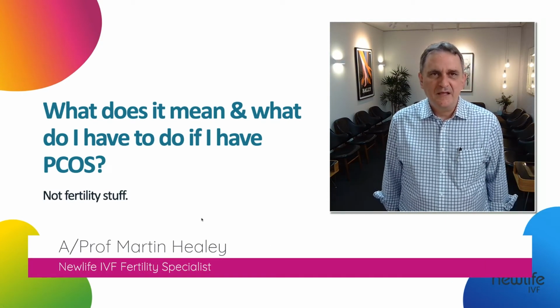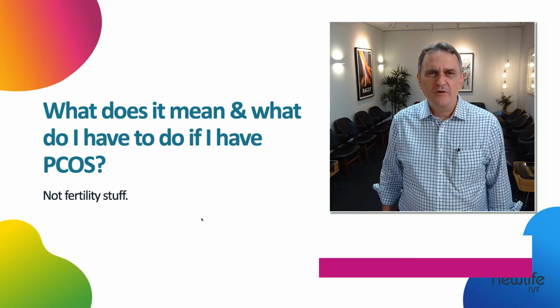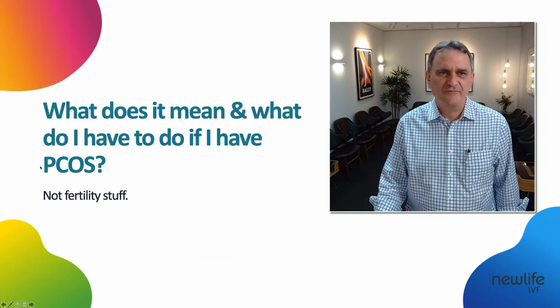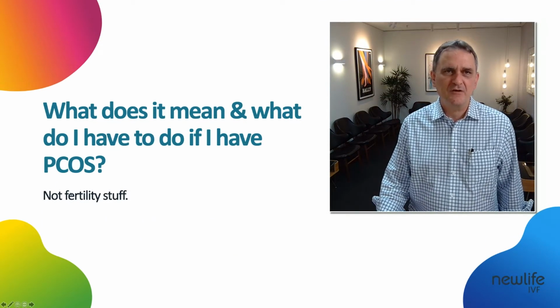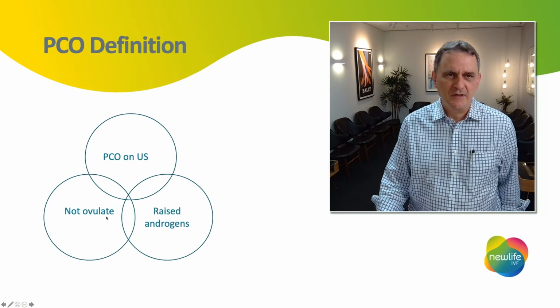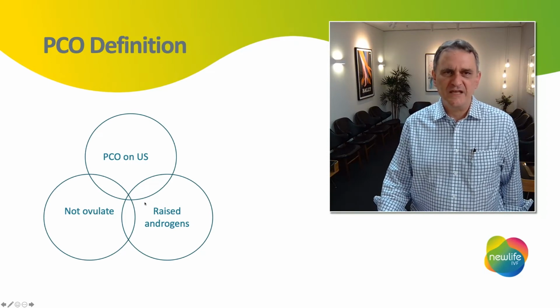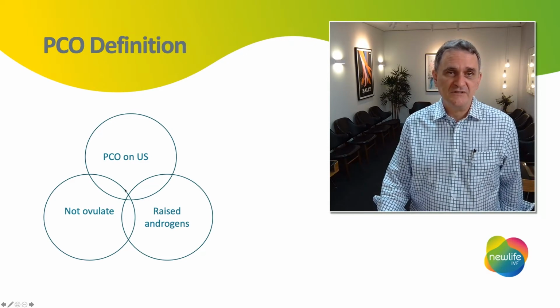I'm Martin Healey, and what I'm going to cover initially is what does it mean and what do I have to do if I have PCOS? Here I'm not really talking about the fertility issues, I'm talking about all the other things that come with PCOS. So this is repeating what Amber has said about the definition of polycystic ovarian syndrome: you need a combination of evidence of either infrequent or no ovulation, raised androgens, and polycystic ovary appearance on ultrasound.